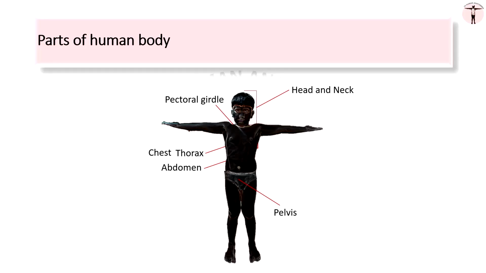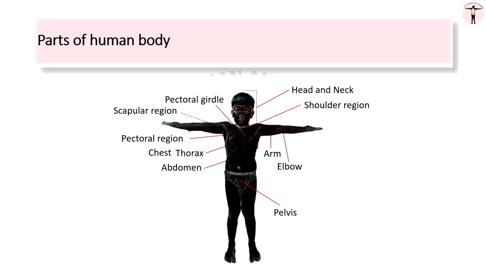Pectoral girdle is the part which connects the trunk to the upper limb. In the upper limb, the lateral part in front of the chest connecting the upper limb is the pectoral region. The back of the chest connecting the upper limb is called scapular region. Shoulder region is where the shoulder joint is present. Arm is the region next to the shoulder. Then elbow, where the elbow joint is present. Forearm extends down below the elbow up to the wrist. Wrist is where the wrist joint is present.